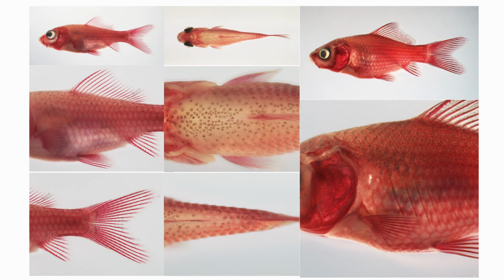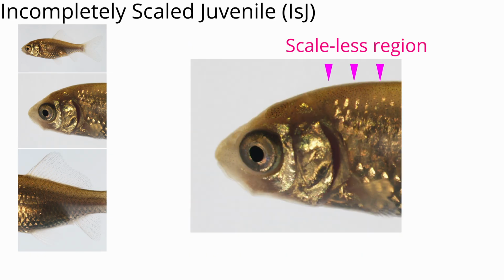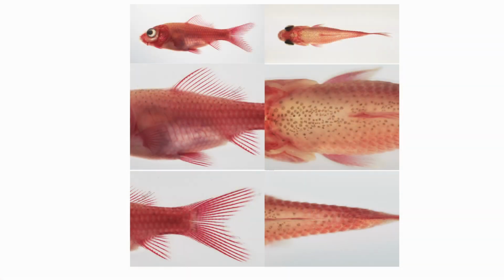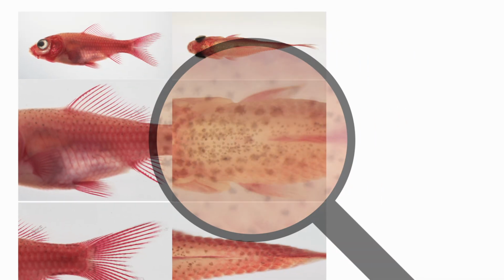However, since scale development varied by size, we decided to subdivide this stage further into two substages. Incompletely scaled juvenile substage. At this stage, most of the sides of the body are covered with scales, but the back of the head is not covered with scales. If you use this alizarin red staining solution, you can see that the scales and fin rays are dyed red. And you can see that this part is not red.